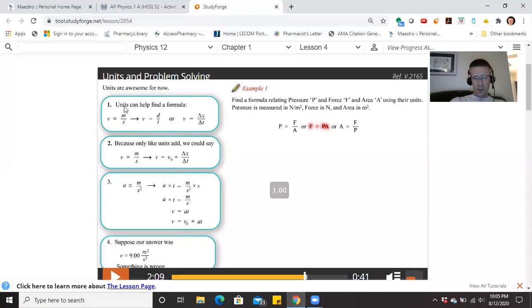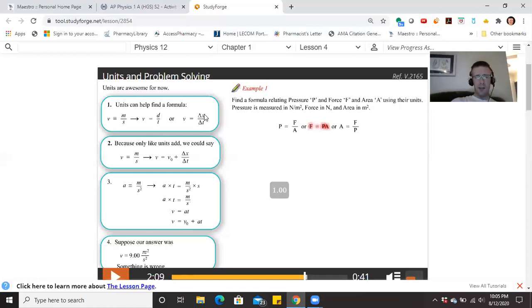So this first principle that we want to discuss tonight says units can help find a formula. So if we know that velocity is measured in meters per second, we then can say that, well, it's because meters measures distance and seconds measures time, velocity should be equal to distance divided by time. Okay? Or differently put, velocity is equal to delta x divided by delta t. Now, d meaning distance is a lot more straightforward than seeing that delta x represents displacement, but that will come with time as we discuss displacement in future lessons.